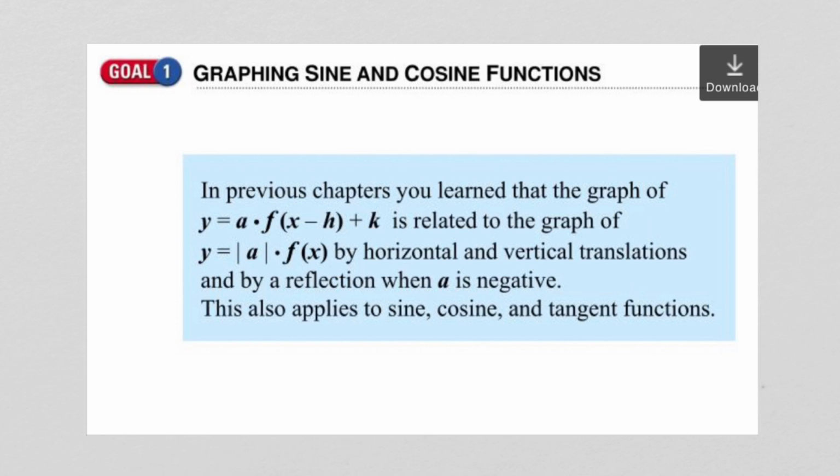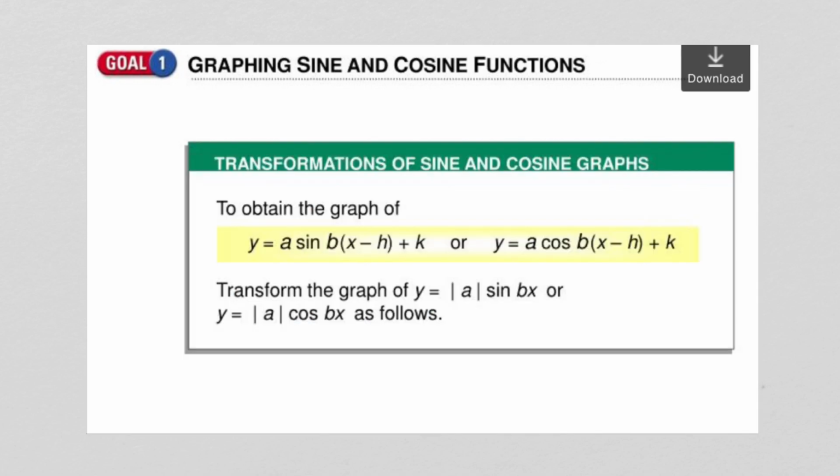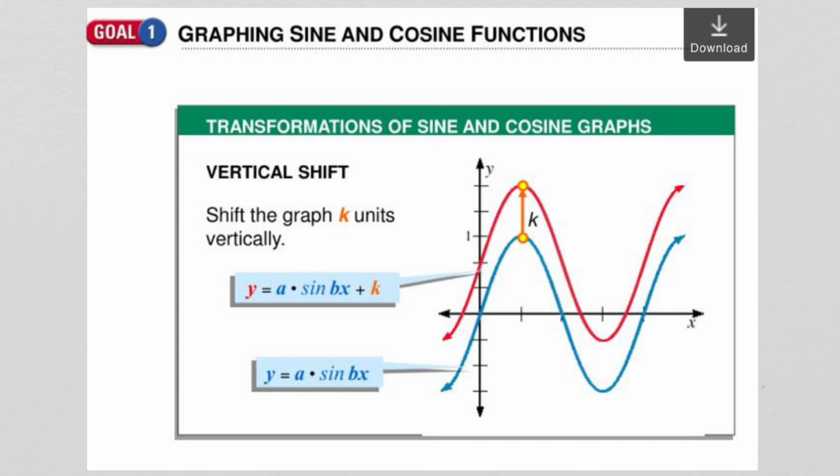So if I had to obtain the graph of y equals a sine b, x minus h, plus k, transform the graph. Okay, let's see if they're showing an example. Okay, here we go. So vertical shift. I have the a sine bx plus k, and that's that k value that lifts it up or brings it down. And then down below I have a sine bx, where a is just another value.